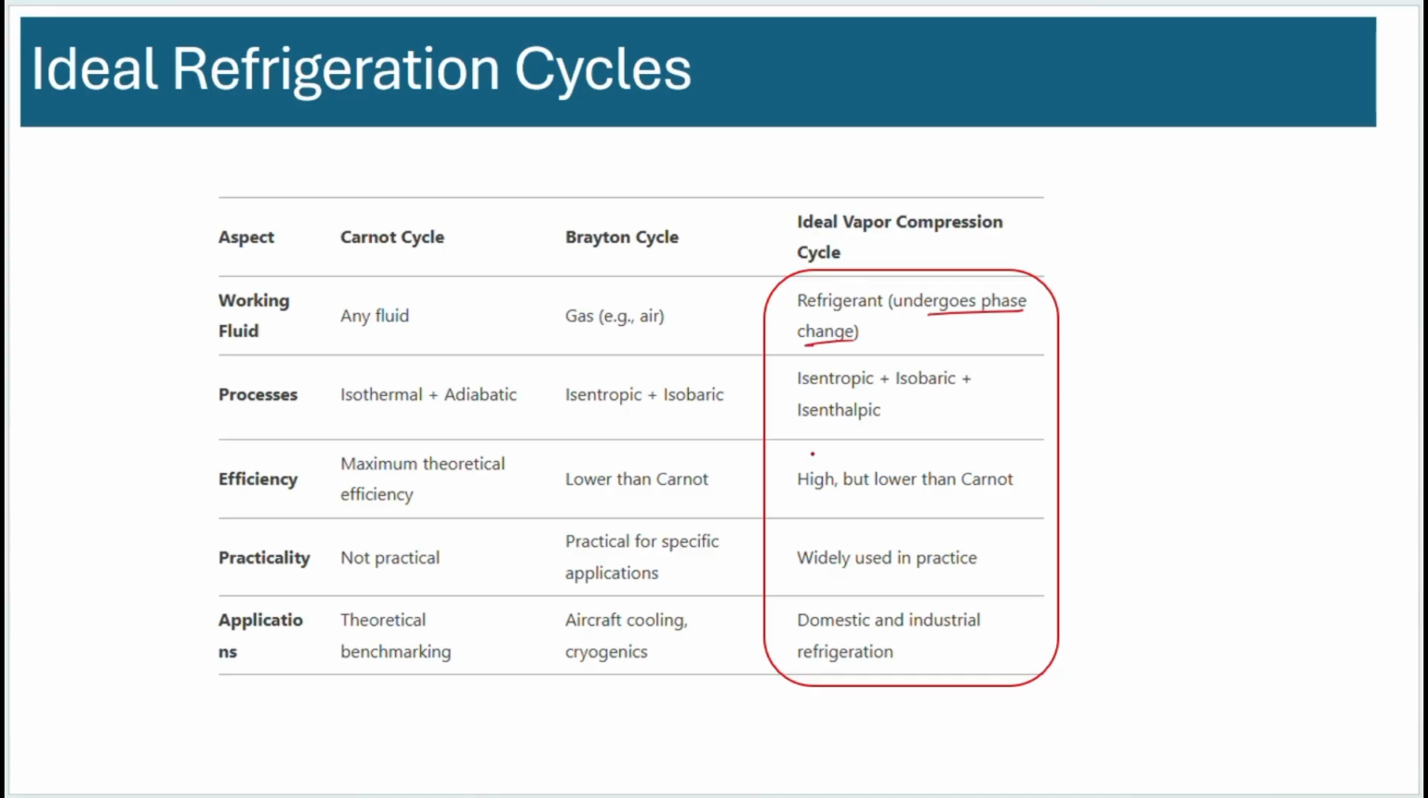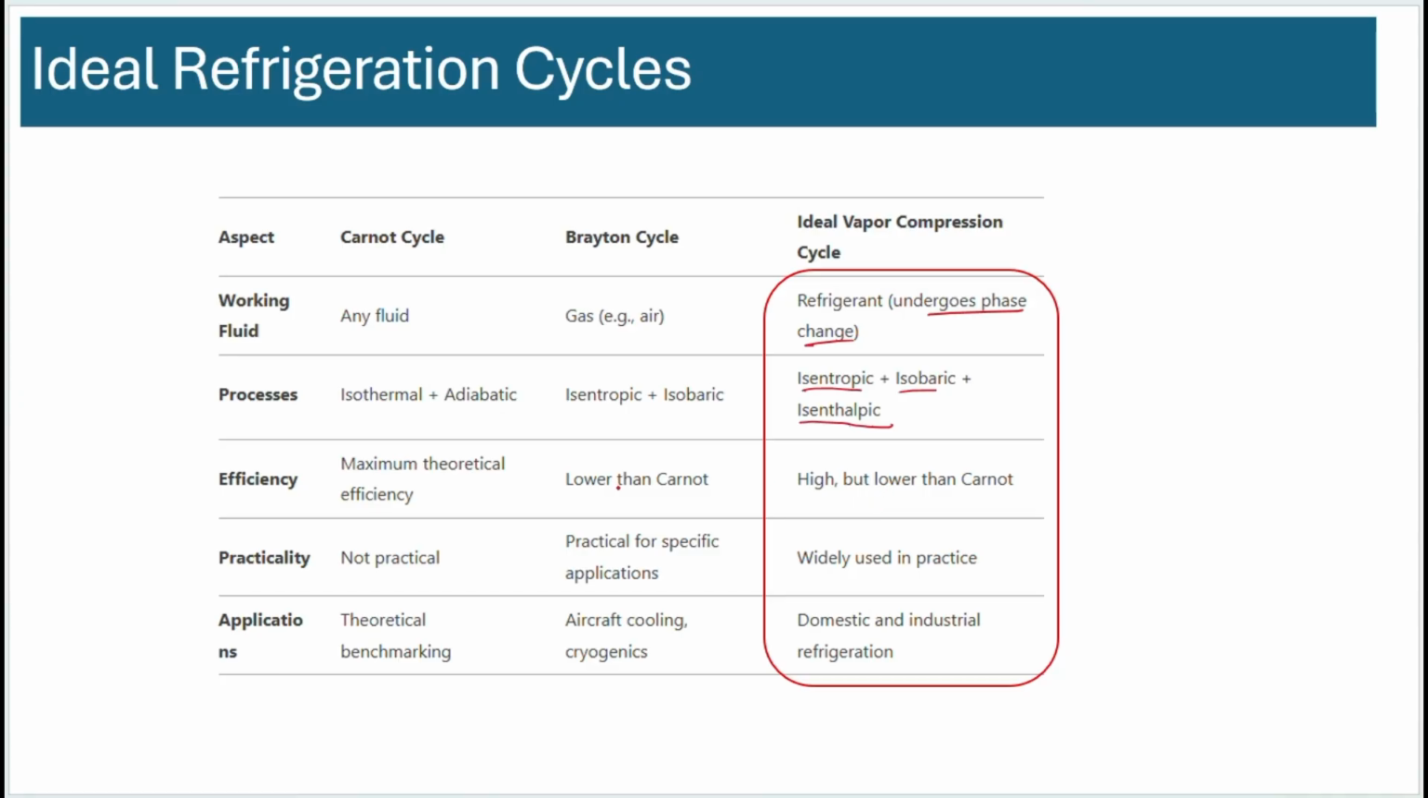The ideal processes in this ideal vapor compression cycle are the isentropic compression, and isobaric heat transfer for the high side and low side, which is high temperature and low temperature isobaric heat transfer. And the expansion process is isenthalpic instead of isentropic. So that's a big difference from these two. In all of these cases, the expansion process was isentropic. Here it is isenthalpic.